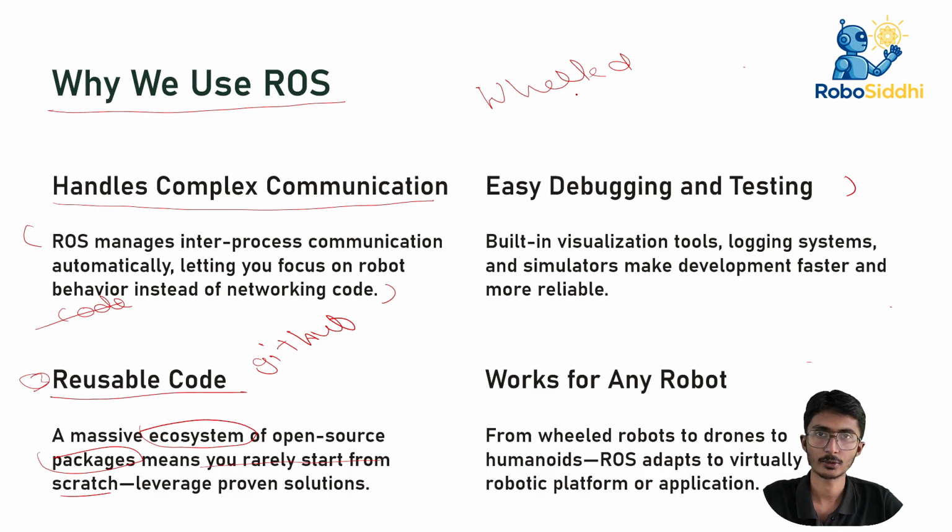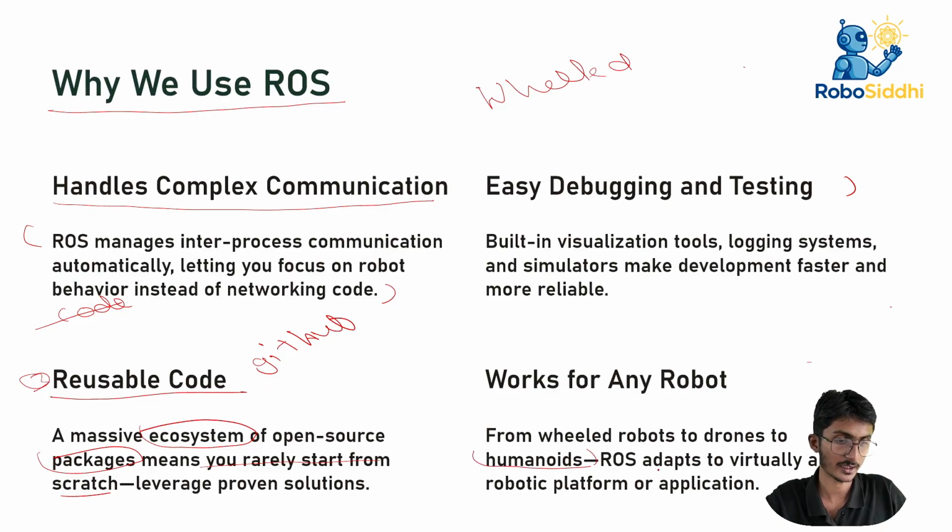Then there are some robots which look like humans. You might have seen Tesla's Optimus robot. The Optimus robot is going to have fingers, hands, legs, just like a human. Therefore, we call them humanoids.